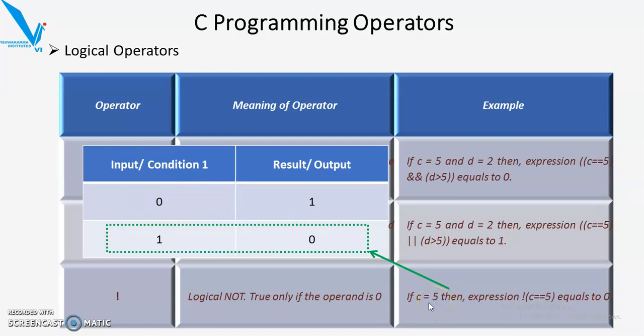In this example, C equals 5, and this expression produces the output value 0. Why? As C equals 5 is true, and as we know, the logical NOT operator reverses the logical state of its operand. Hence, we are getting 1 from the C equals 5 expression, and the logical NOT operator gives 0 at the output.